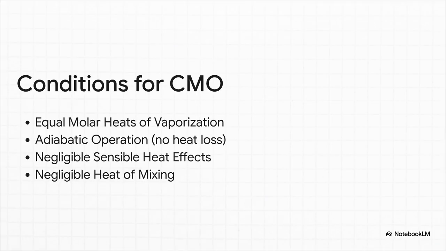Now, of course, for this perfect one-for-one trade to actually work in the real world, a few things have to be true. The components should have similar heats of vaporization, you can't have heat leaking out of the column, and a few other things. Now, for systems like benzene and toluene, which are pretty similar, this works surprisingly well. But for stuff that's really different, this assumption starts to become the main source of error.